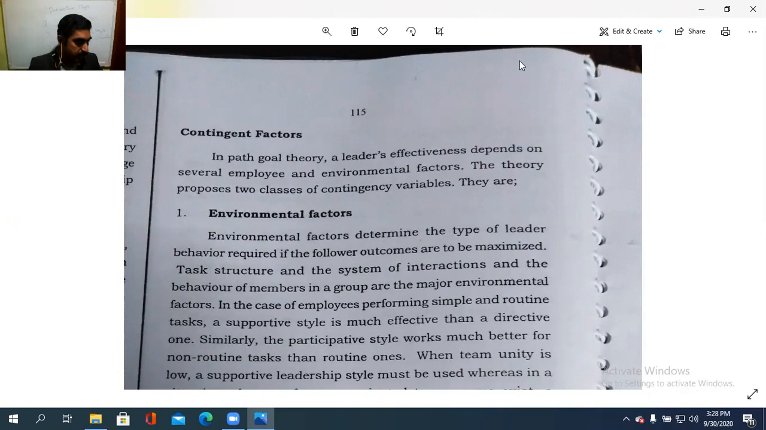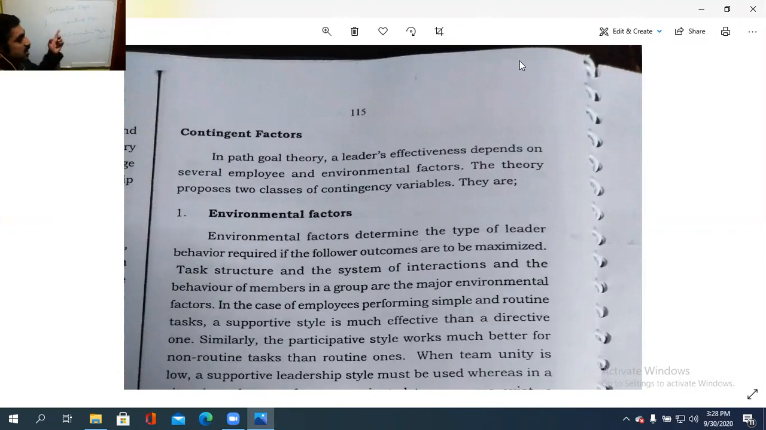There will be different kinds of people, members in the group. So for employees performing simple and routine tasks, day-to-day work that is simple, there should be a supportive style rather than a directive style.